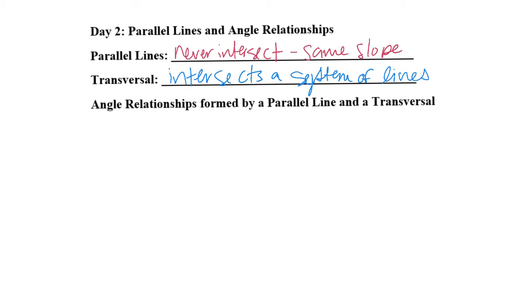All right, so angle relationships are formed by a parallel line and a transversal. And this is kind of what you're going to see. You don't have to draw this anywhere, but this is what I'm talking about. So we're going to have parallel lines. And remember, these two arrows mean that they're parallel. And when it says cut by a transversal, this will be a transversal. It basically goes across both of those parallel lines.